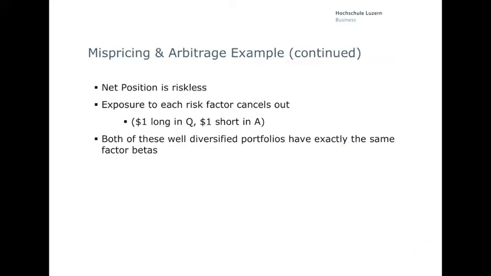Continuing the previous example, we realize that the net position is riskless. Your exposure to each risk factor cancels out because you are long $1 in portfolio Q and short $1 in portfolio A, and both of these well-diversified portfolios have exactly the same factor betas. Therefore, if portfolio A's expected return differs from that of portfolio Q, you can earn positive risk-free profits on zero net investment positions. This is an arbitrage opportunity.